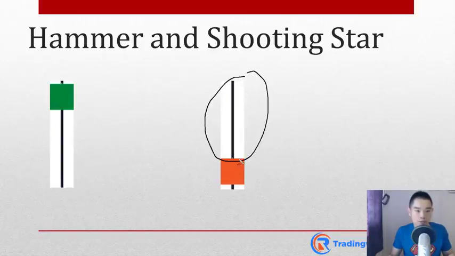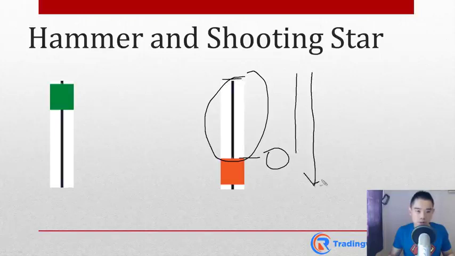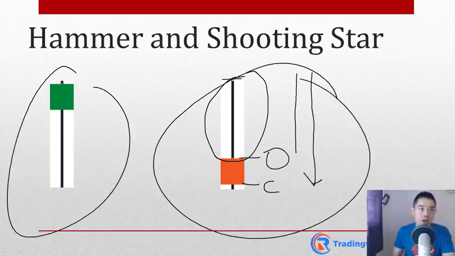Notice the price opened here. Buyers were in control initially, came up, pushed the price up towards these highs. Then the sellers took charge, pushed the price down lower, finally closing near the low. So this is a rejection of higher prices. So this is what we call a hammer. This is a shooting star.